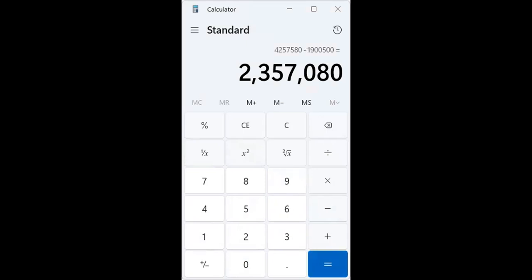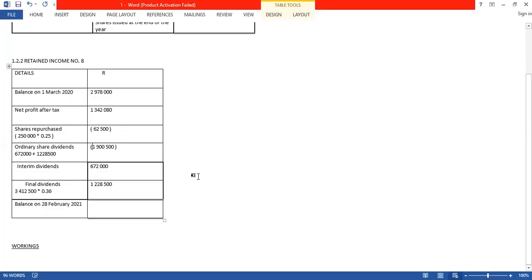That gives us 3,357,000 and 80. 300 million. Sorry guys, it's 2 million. I don't know why I'm saying 3 million. Or maybe I want 3 million, but I'm not going to get it. But I am going to get it. Sorry for that. It's 2,357,080. Sorry for that again, guys. I hope you are with me.